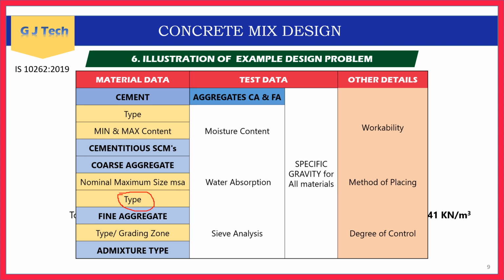So specific gravity is one more test data required for all the materials, that is also given in our question. Other data or details like workability is given as 75 mm. Method of placing concrete is prescribed as manual method, and degree of control, if it is not given also, we consider the very good quality. Good quality is to be considered as the degree of site control.